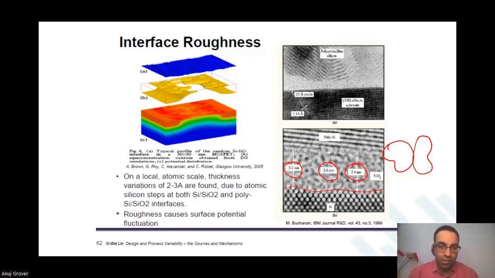Adjacent devices both have average thickness of 25 angstroms only. But in one device, it was more towards 24. In the other device, it was more towards 26. And it is random. You cannot control it. Are you with me? Yes, sir. So this again is a random variation which you have to model in your Monte Carlo simulations.